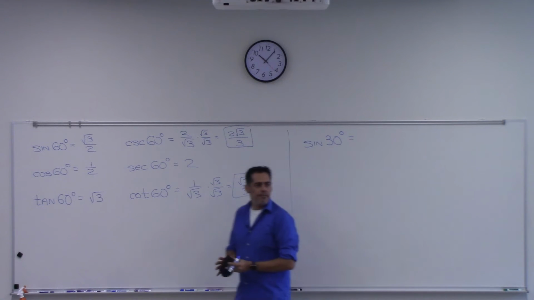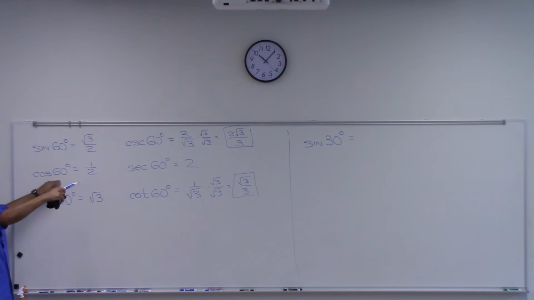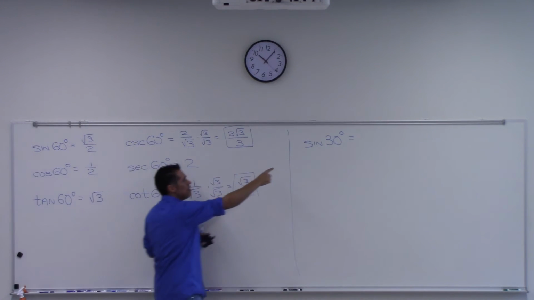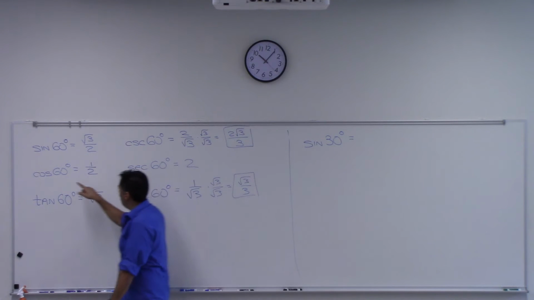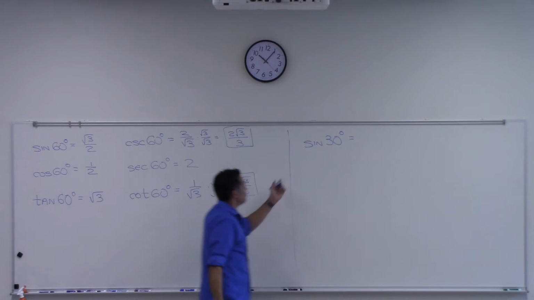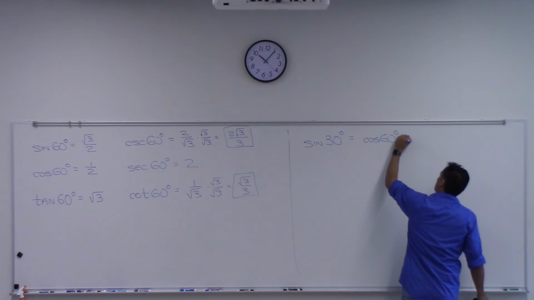How are you getting that? Yeah, so 60 and 30 are complementary angles, right? So using what we did over there, sine of 30 is equal to cosine of its complement. So the complement of this is 60, so I go to cosine of 60 and it's a half. So I'm just going to write it down. This is equal to cosine of 60, which is a half.